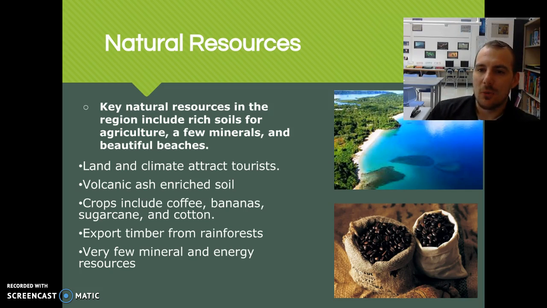Their number one way of bringing in money using their surroundings is tourism, and we'll learn more about that. But that's their number one deal. People go there because it's beautiful. Also, their soil is pretty good, and a lot of it is because of the volcanic ash, which actually becomes very good soil. The crops they grow include coffee, bananas, sugarcane, and cotton. Again, we know the climate's pretty good to grow, and you get a decent amount of rainfall.